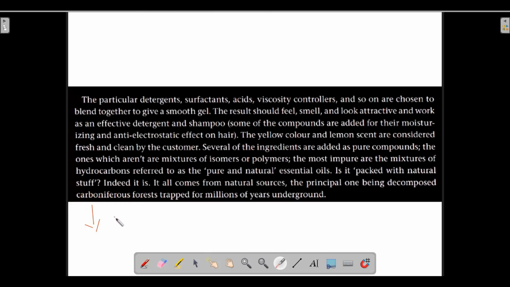It was a period millions of years ago, and during that time the plants and animals got buried inside the earth, and because of the pressure and heat inside the earth, they got converted into coal, petroleum, crude oil, natural gas, and so on. They were trapped for millions of years underground, and from them we are getting the substances to be put in the shower gel: detergents, surfactants, acids, viscosity controllers, emulsifiers, and so on and so forth. So this is the meaning of this particular paragraph.